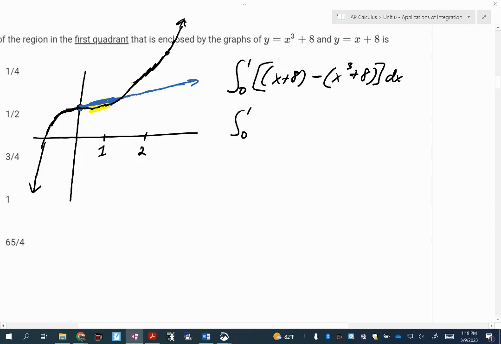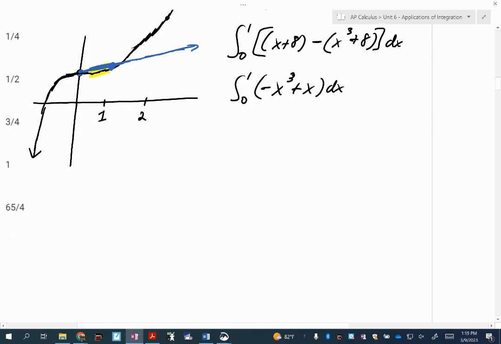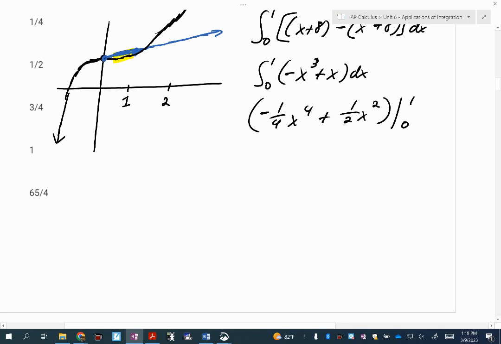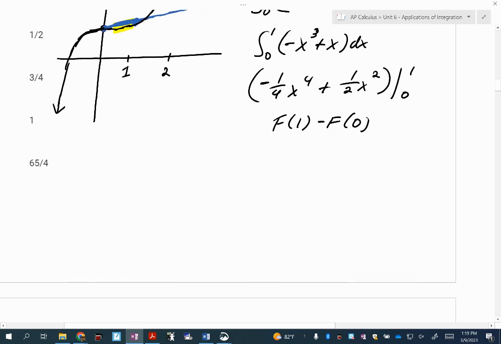Let's clean it up a little bit. So I've got negative x cubed, and I've got plus x, and 8 minus 8 is actually 0. So I'm going to do the antiderivative of negative x cubed, which is negative 1/4 x to the 4th power, plus 1/2 x squared, evaluated at 1 and 0. Again, I'm excited because I don't see the letter e, right? Don't have any exponential function, so I'm going to write f of 1 minus f of 0, but I'm really only plugging in the number 1.